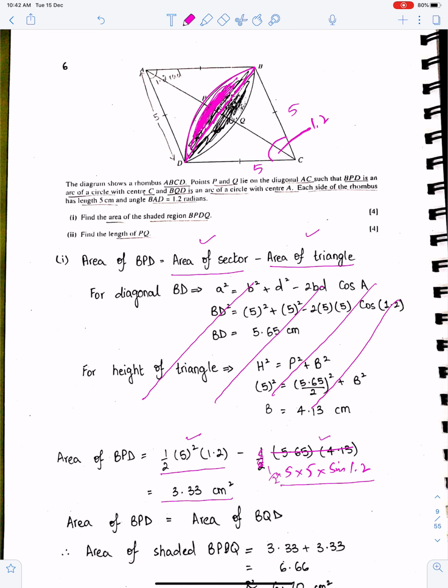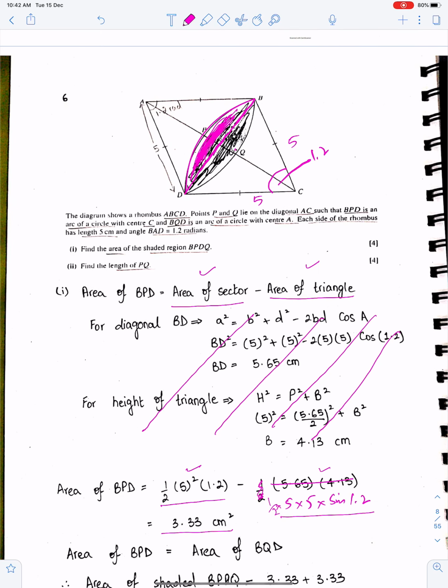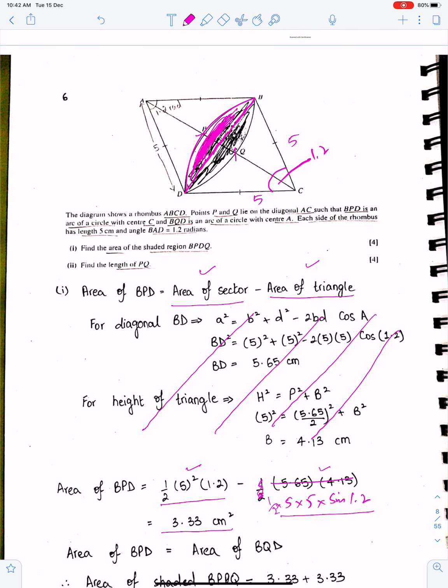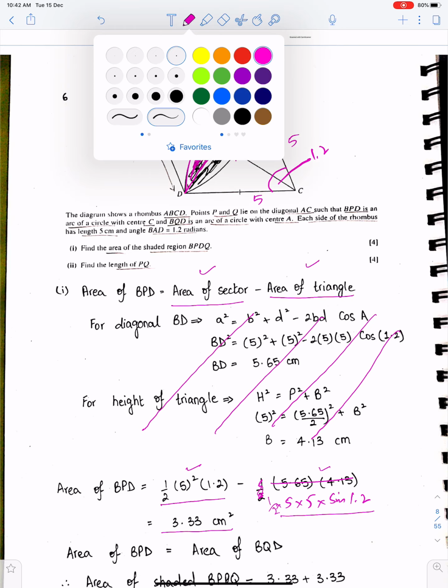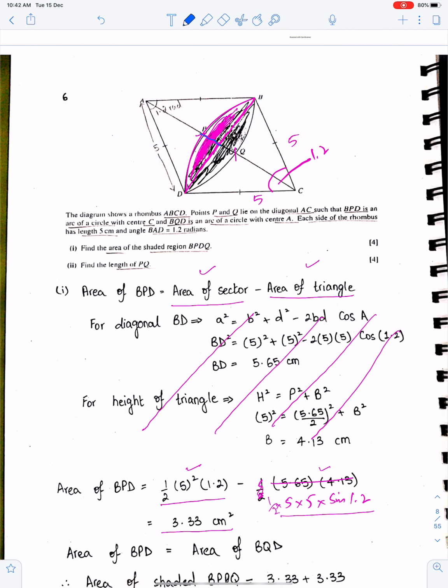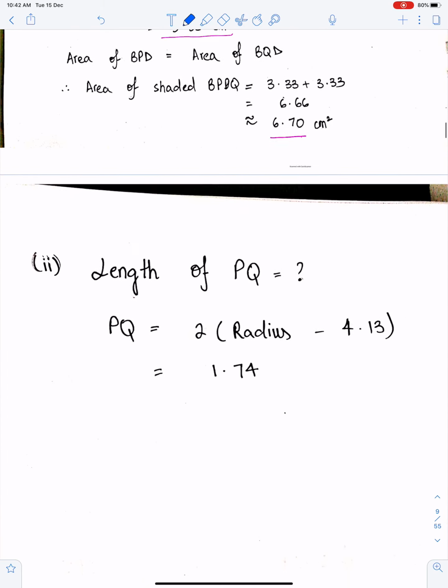Now we need the length of PQ. We need this length. PQ is this. Again, we will first get this part only. This is the small part. Let me highlight this. Get this part, say this is M. And how will you get this part? By using the triangle.